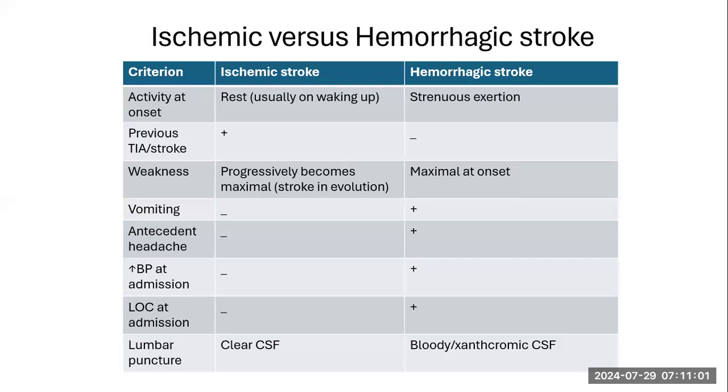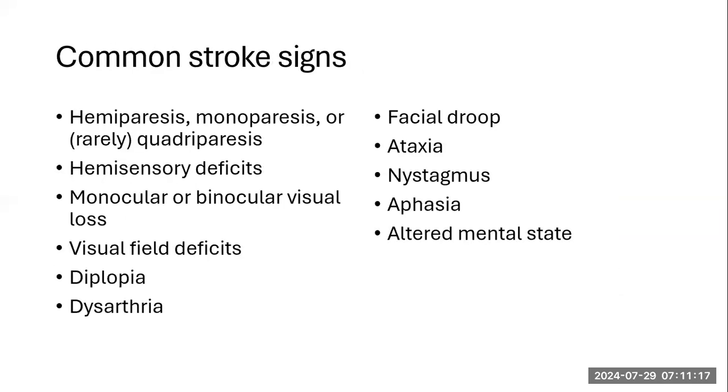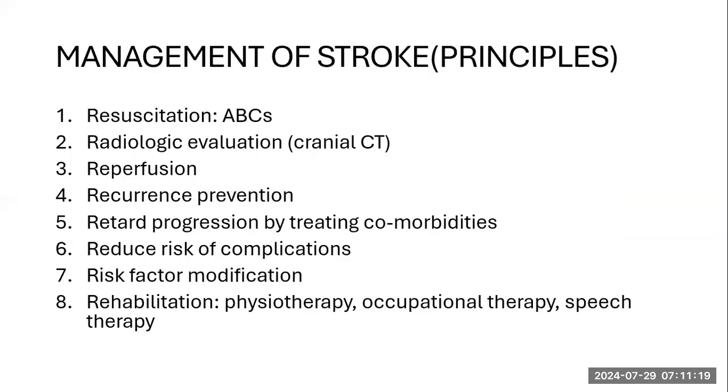However, the main thing is the neuroimaging, which is objective evidence, as the history and findings on examination are subjective. This is the cerebrovascular anatomy. These are the clinical features of patients with stroke, and these are the principles of management generally for stroke.